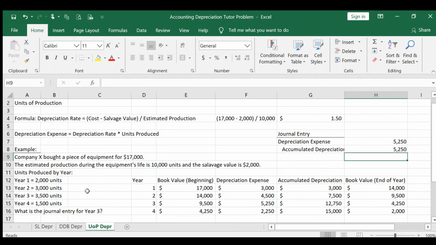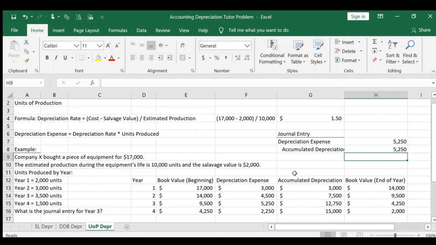So again, we could have done that for year 1. It would have been 3,000. Year 2 would have been 4,500, and year 4 would have been 2,250. So unlike double declining balance, where you had to do something different for your final year, you don't have to do that in units of production. You simply follow how many units have been produced in each year.